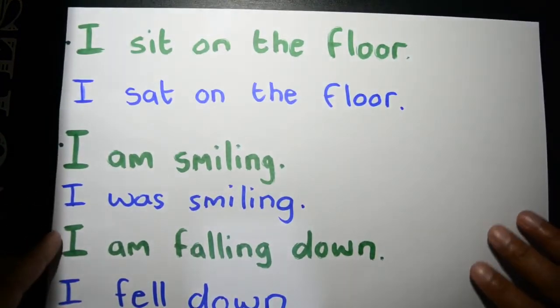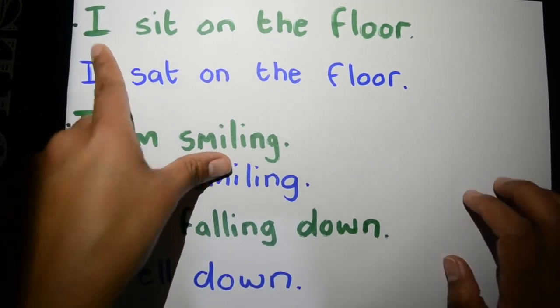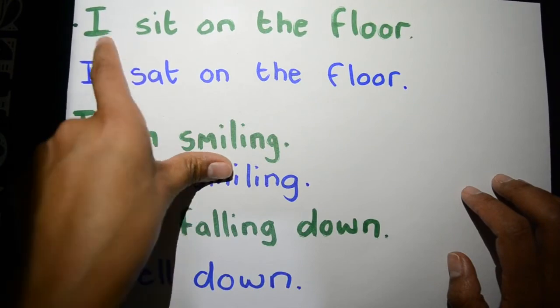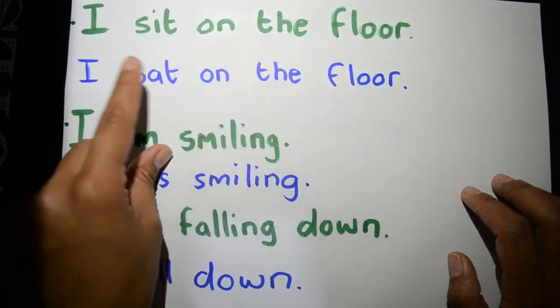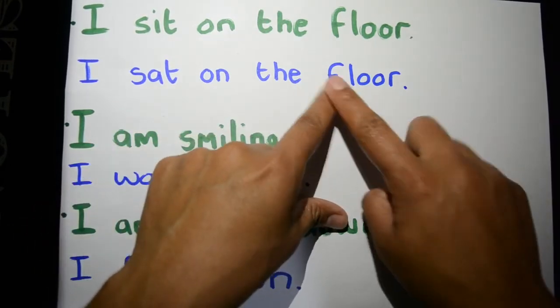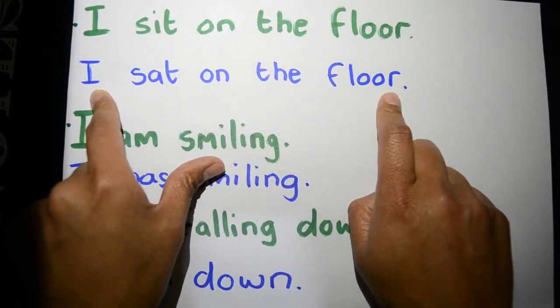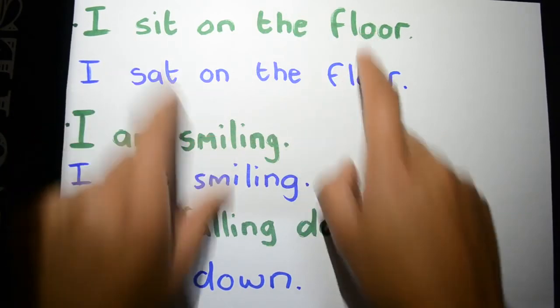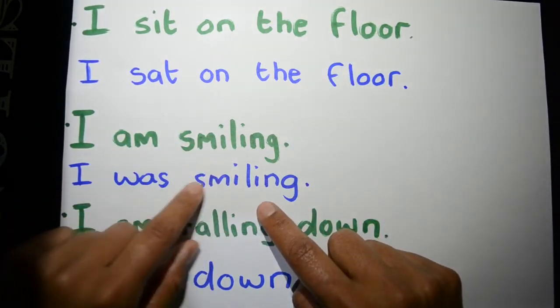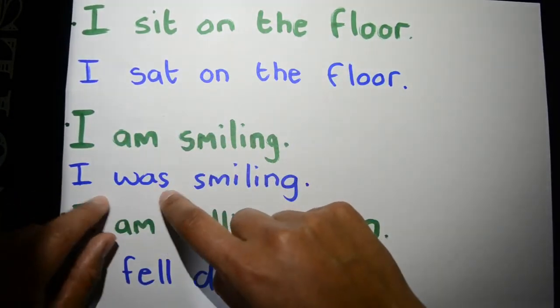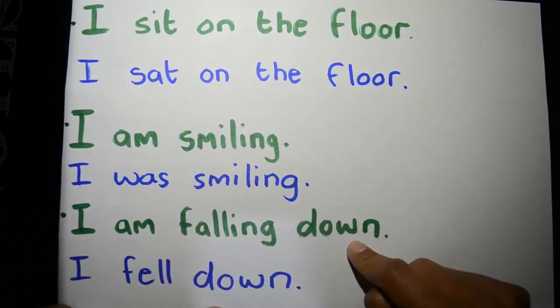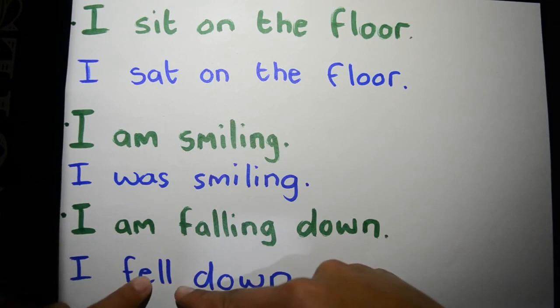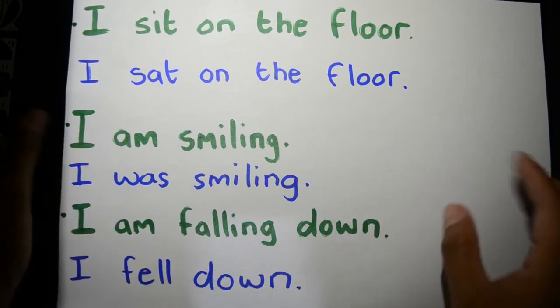and then these are examples. So remember I said sit changes to sat. So I sit on the floor, that will change to I sat on the floor. That's past tense. Okay, that's present. I am smiling. Present, now past. I was smiling. I am falling down. I fell down.